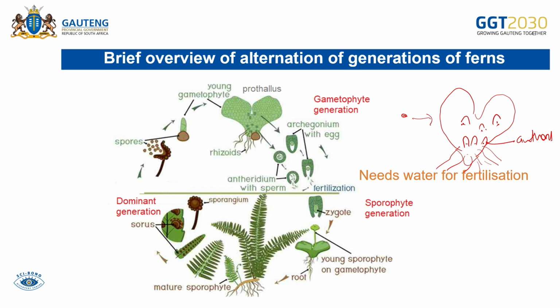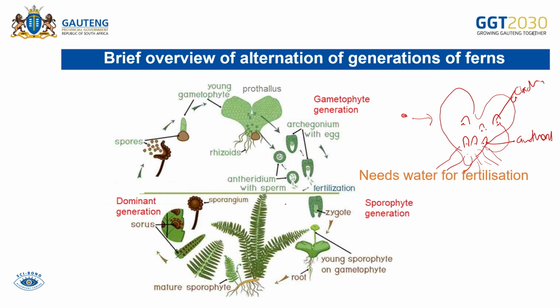Now, when there's water, what happens is that the sperm cells from this antheridia will swim in the drop of water to the egg cell inside that archegonium. And the diploid zygote is formed, which will give rise to what? Your fern plant. So here is what we call an alternation of generation. The dominant generation, what you see with your naked eye, the fern, is called the sporophyte generation. It's dominant, but it's short-lived, okay?